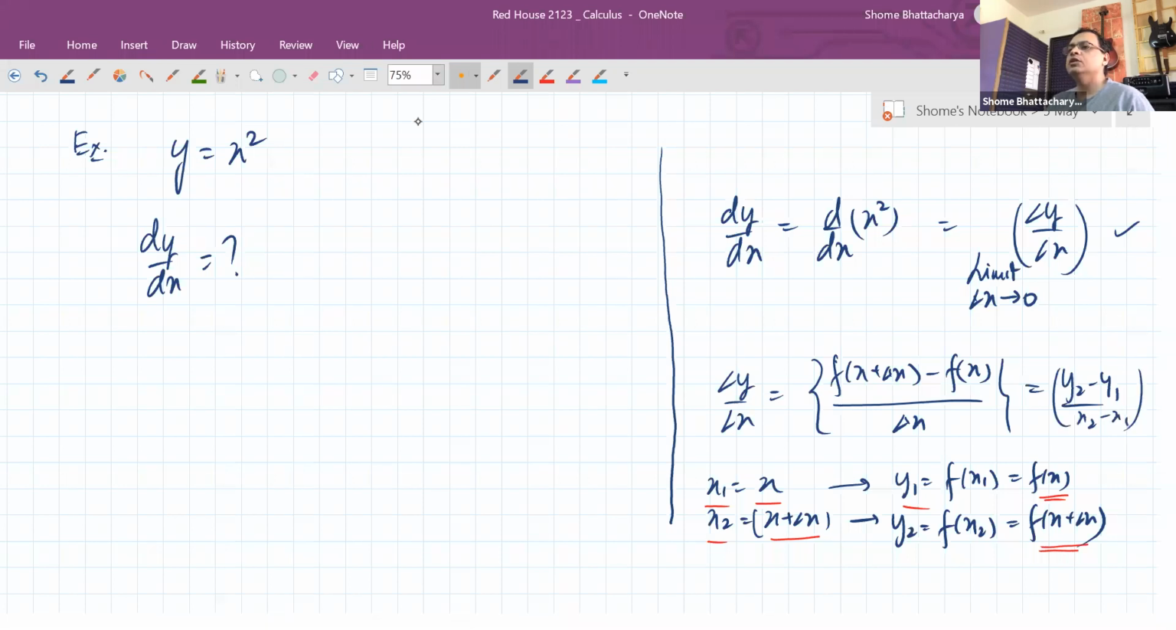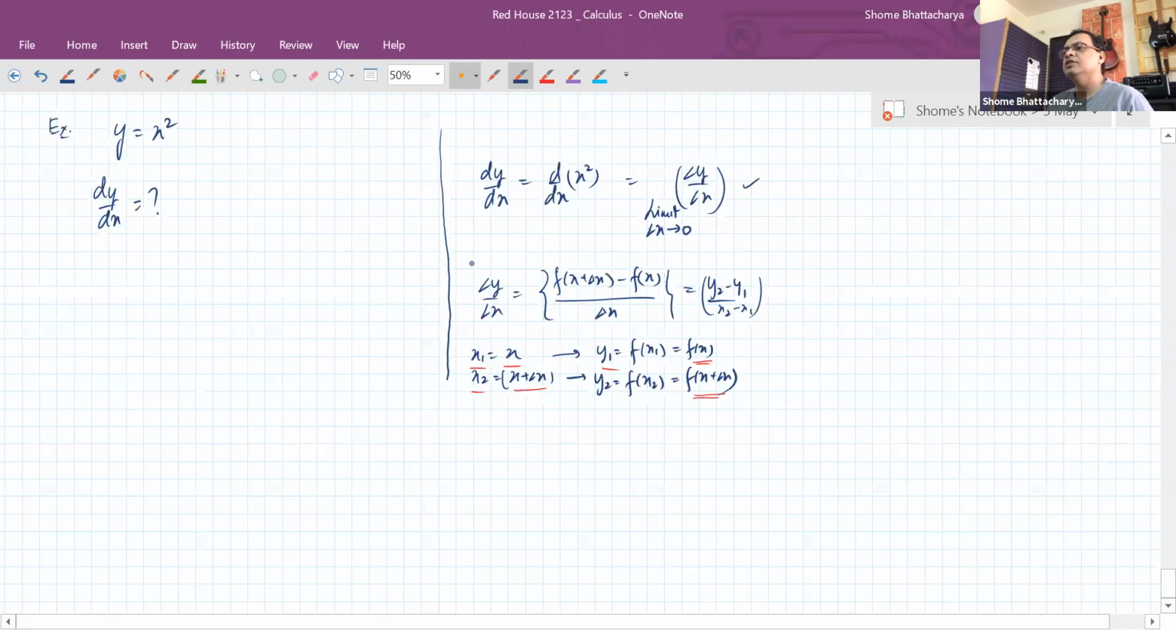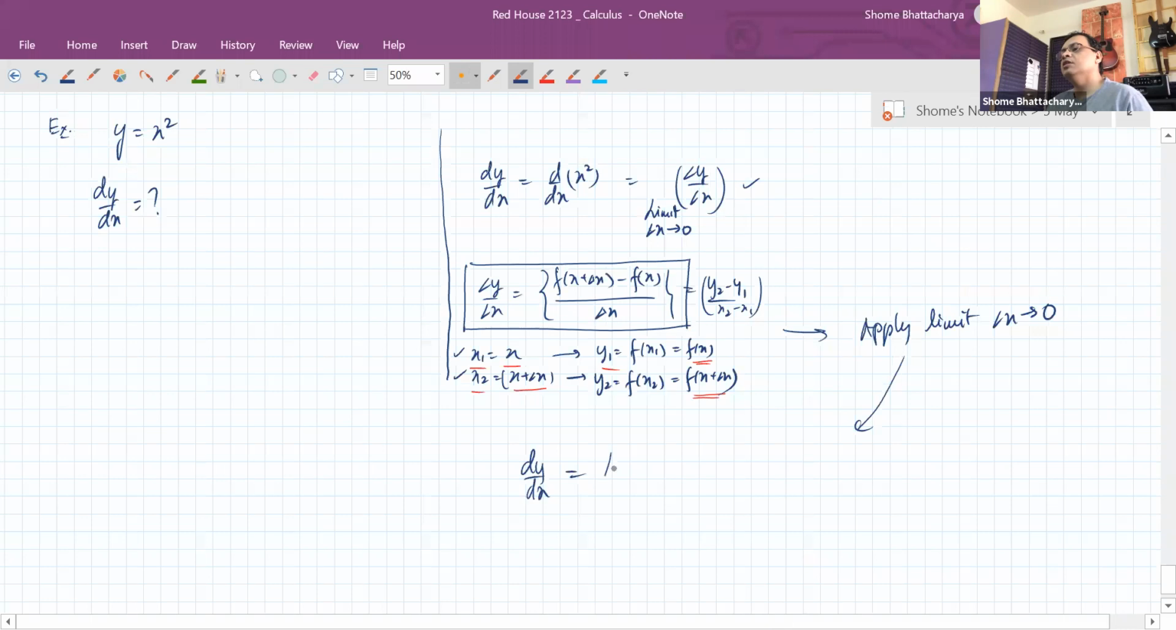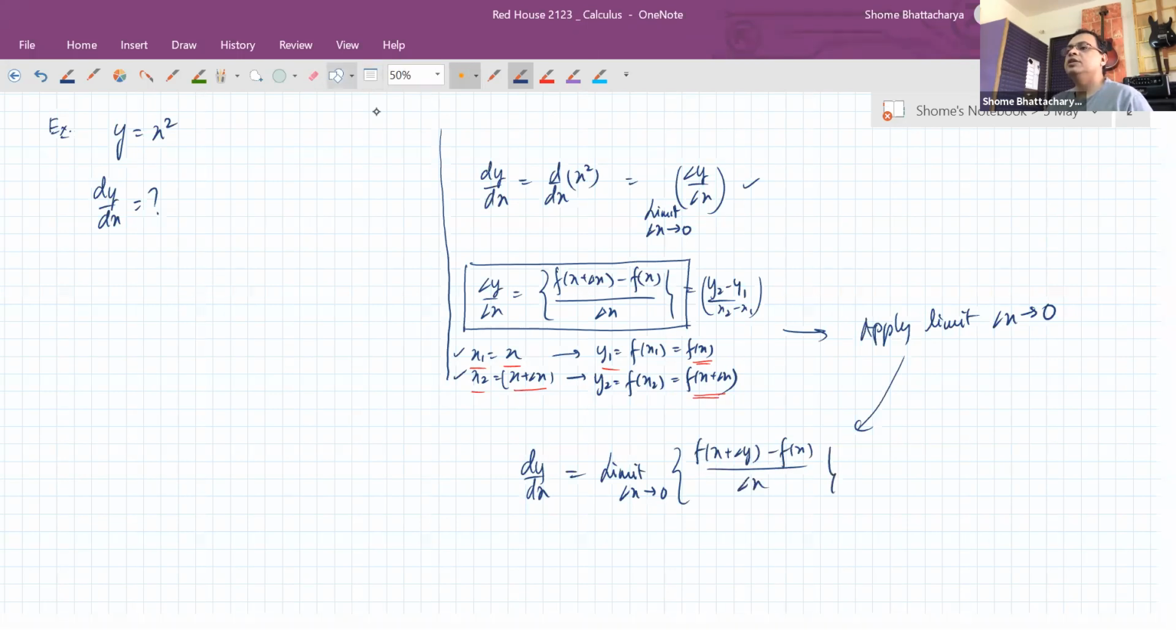Now when I substitute this in the limit over here, see what it will become. This is the definition of delta y by delta x. But now what I want to do is apply the limit that delta x is tending to 0. When I apply that limit, it will become dy by dx. So that will become limit delta x tending to 0, the change in y divided by the change in x. This should be delta x in the numerator. It's the same expression I've written, but I'm now applying the limit that delta x should be tending to 0.